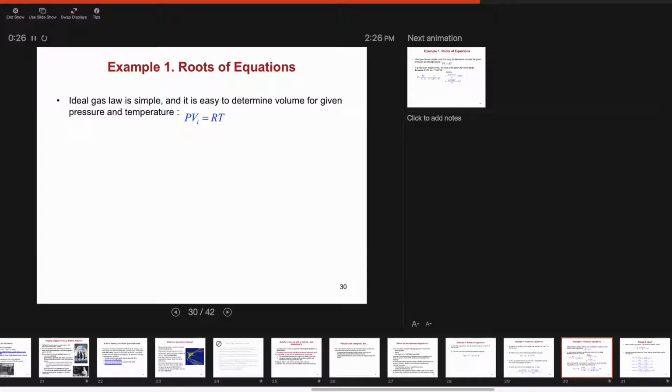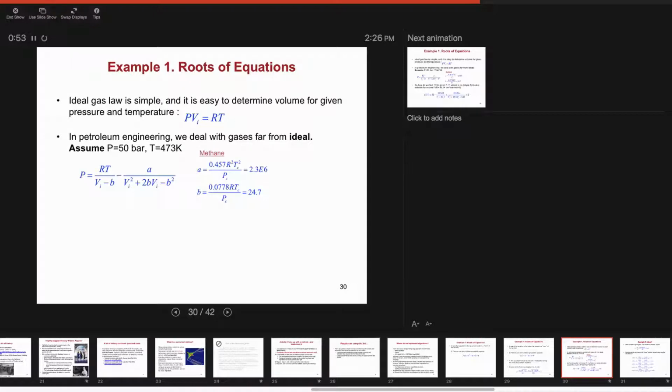Everybody has heard of the ideal gas law? It's a simple law that relates pressure, volume per mole, temperature, and R, which is a constant. Those are my state variables in thermodynamics, and I can figure out the volume of the gas given pressure and temperature, for instance, or the other way around. Whatever two you give me, I can compute the third. This is called an equation of state.